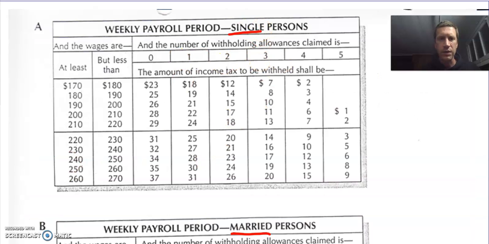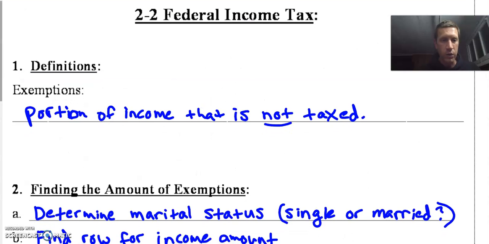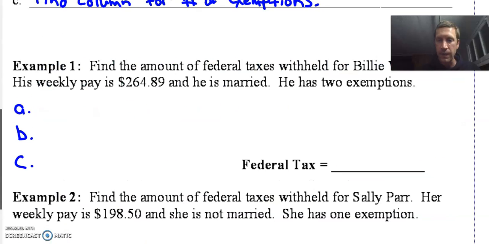I'm going to be using this first table. So single, $190 to $200 is in here. 1 exemption. We're looking down this column. I'm going to find the intersection. And I think that was 21 again. I selected that wrong. 21 from a different spot.